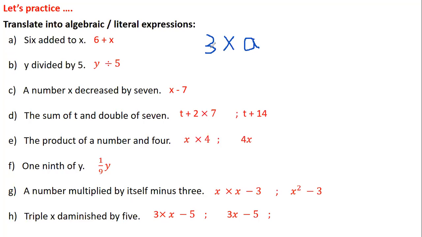So if I have 3 times a, from now on, we do not leave it 3 times a. We should write it 3a. So if a number is multiplied by a variable, we should write it in this way.